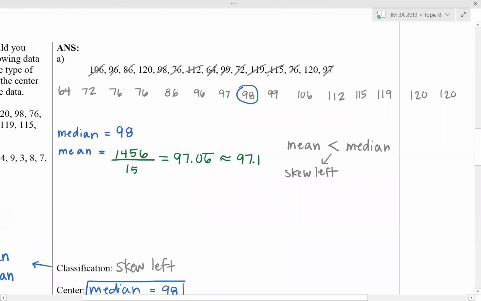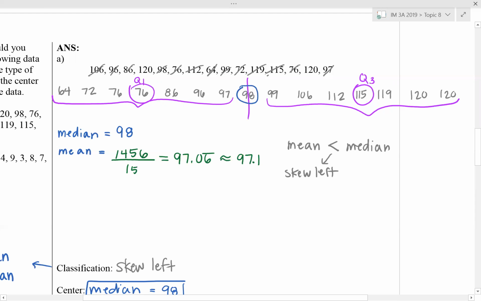So since we have our data set, we've already found the middle. What changes from what we saw yesterday is that this is now the lower half of my data. So I'm not looking at that 98 when I'm cutting my values in half. When I have an odd number, that median disappears from my data set to find the middle values. So since there's 7 on this side, that means that Q1 is 76. And if I look at between 99 and the second 120, that means that the third quartile is the middle number, which is 115.